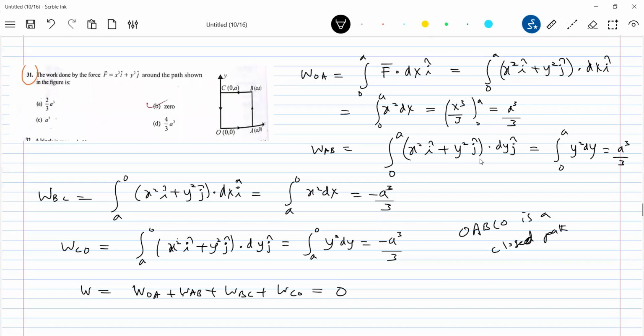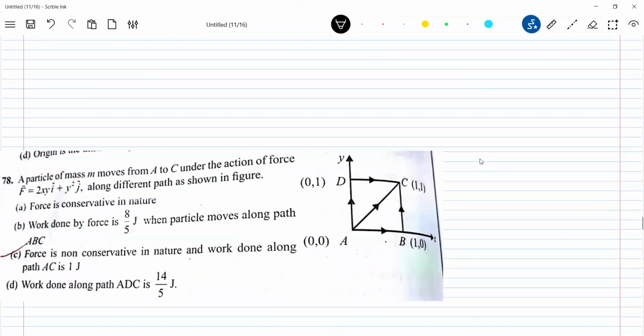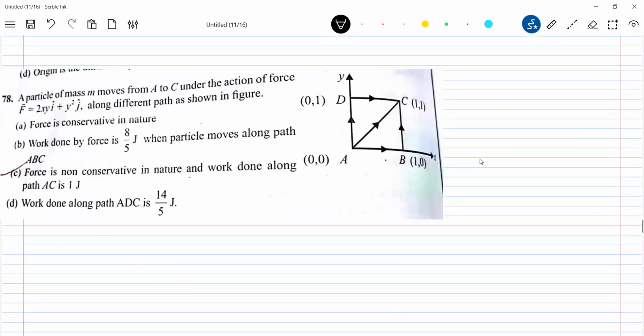So what is the basic definition of conservative force? Work done in a closed path must be 0. Work done is independent of path. I just gave one example here. To integrate in a closed path, this is one method: first along OA, then along AB, then along BC, then along CO. That was just the introduction. Okay, let's take an example now. I'm directly giving an example now.